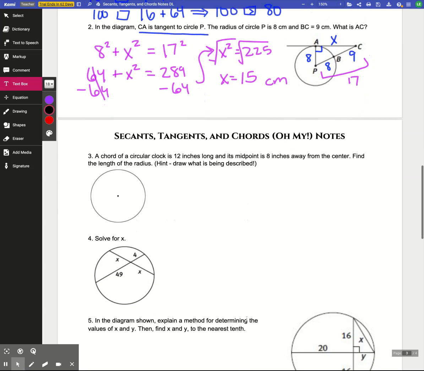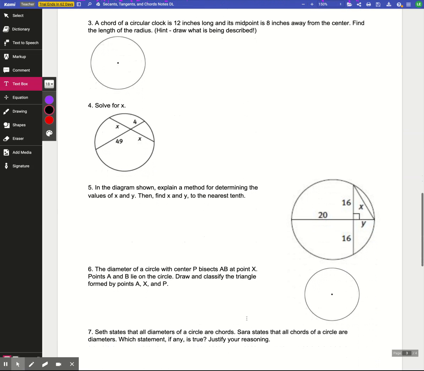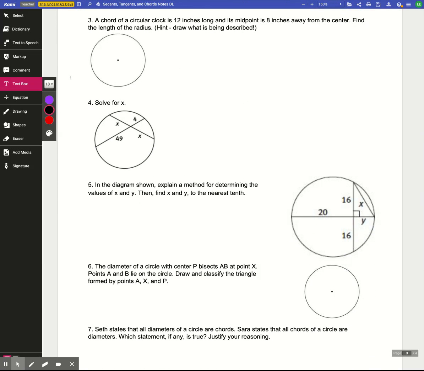Okay, so let's take a look at number 3 right here. In this one, it's very important that we do some drawing here, okay? So they say the chord of a circular clock is 12 inches long. Let's go ahead and draw a chord. I'm just going to draw it straight across the top. So that chord is 12 inches long, okay?